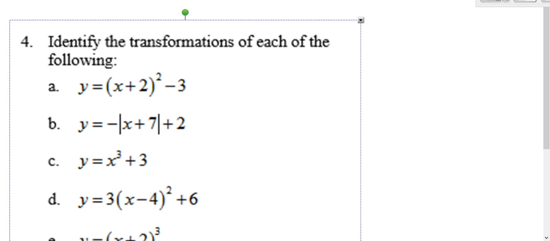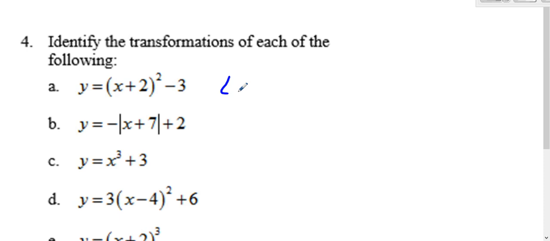Hopefully you find transformations easy, because they are. Plus 2 with the x is left 2. A minus 3 outside is down 3. A plus 7 with the x is left 7. A positive 2 is up 2.